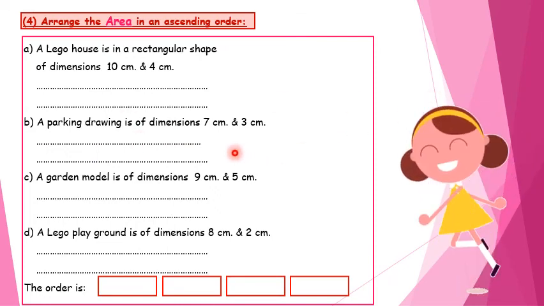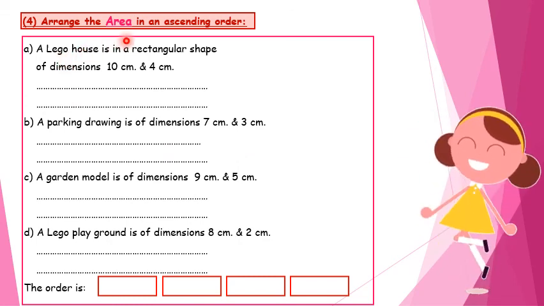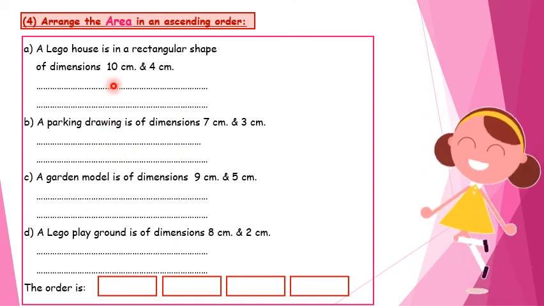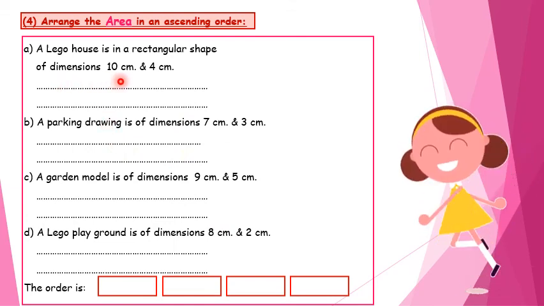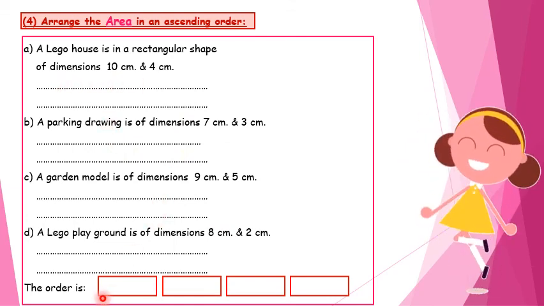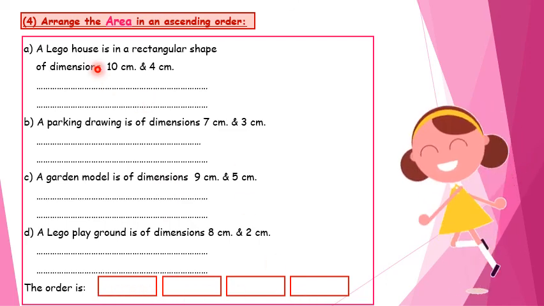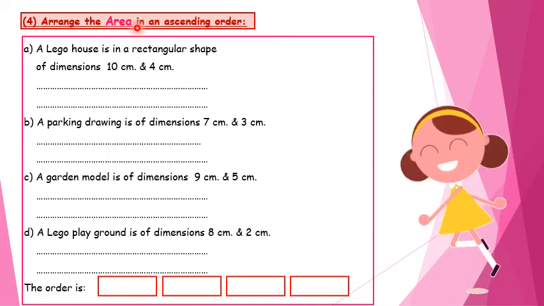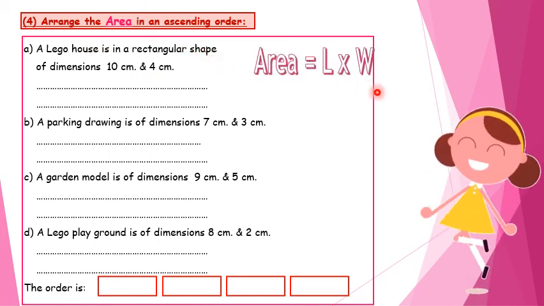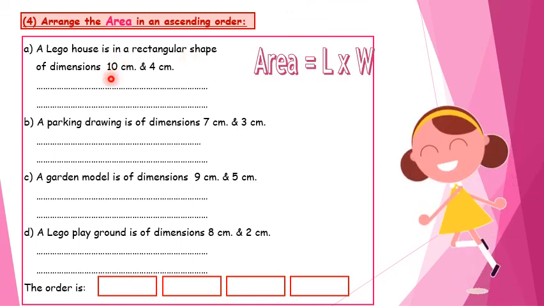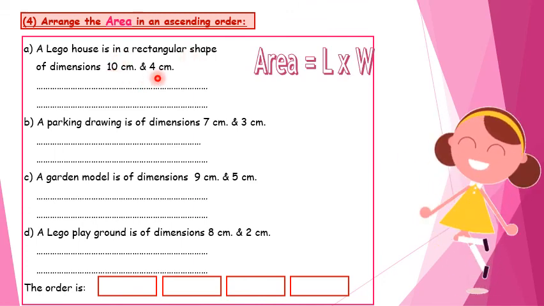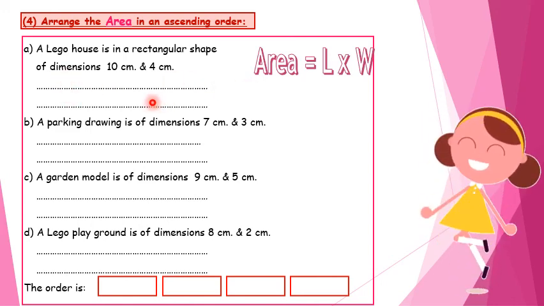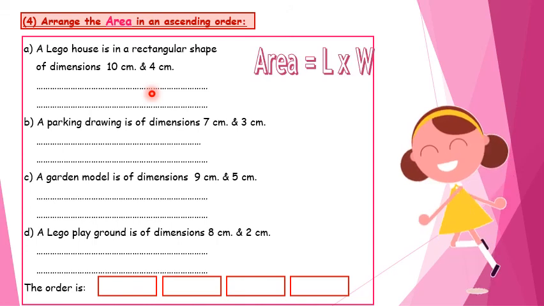Here I want to find the area and put these shapes in ascending order. So I first find the area of each one, then order them. Here I have dimensions 10 and 4, and before answering anything we must know that the law of the area is length by width. So I multiply the dimensions I have, 10 and 4. If you ask, these are dimensions, not a length and width: dimensions mean the length and width of the shape.